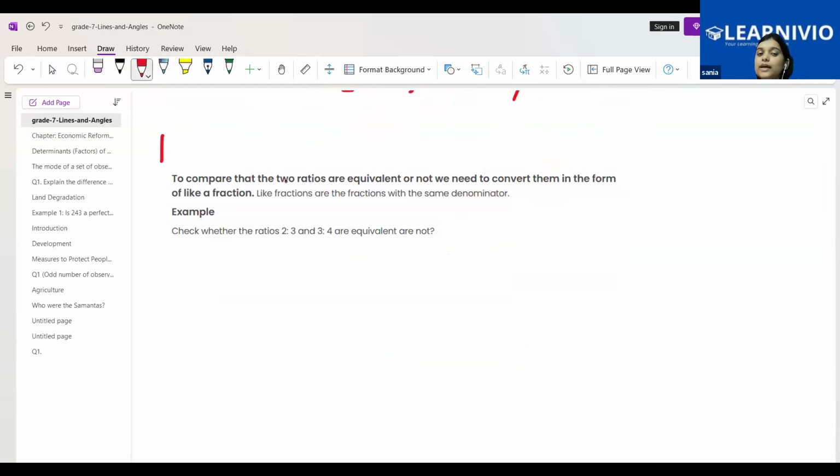Now to compare whether two fractions are equivalent or not, we need to convert them into like fractions. You know how to convert them into like fractions, right? Like fractions are fractions with the same denominators. So you have to find whether the ratios 2:3 and 3:4 are equivalent or not. First of all, you will make the denominators the same, right? So quickly do it and tell me, are they equal or not? I have to write this first and then solve the question and tell you the answer.